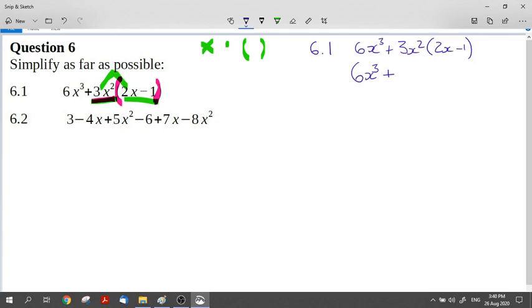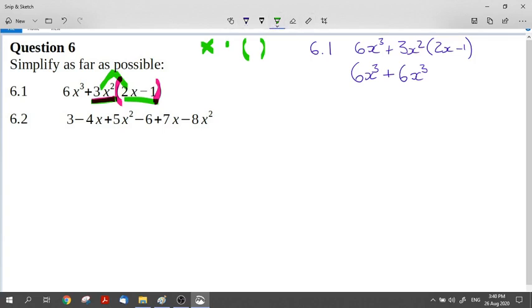So now we're going to multiply, like I showed you in green over there, 3x squared times 2x. So 3 times 2 is 6, and x squared times x gives you x cubed. Remember, when you're multiplying variables, you use the exponent laws. So x squared is x times x, and so if we have x squared times another x, it's x squared times x gives you x cubed.